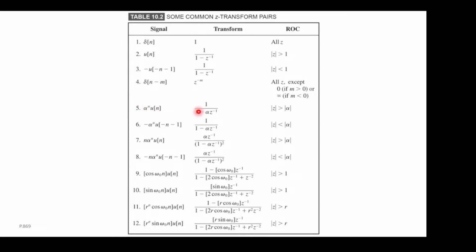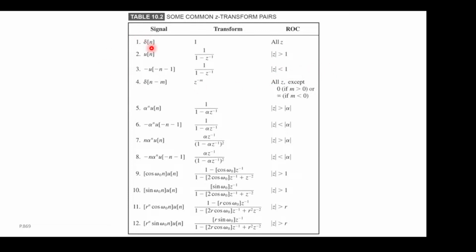So our favorite example 10.1 is a to the n u of n goes to 1 over 1 minus a z to the minus 1 with ROC |z| bigger than |a|. And then the same thing with |z| less than |a| is minus a to the n u of minus n minus 1. Okay. And so as a special case, we take a equal to 1, then u of n transforms to 1 over 1 minus z to the minus 1 with ROC |z| bigger than 1. And then similarly we have the other side, special case with a equal to 1, then we have minus u of minus n minus 1 with the same z transform, and with ROC |z| less than 1.